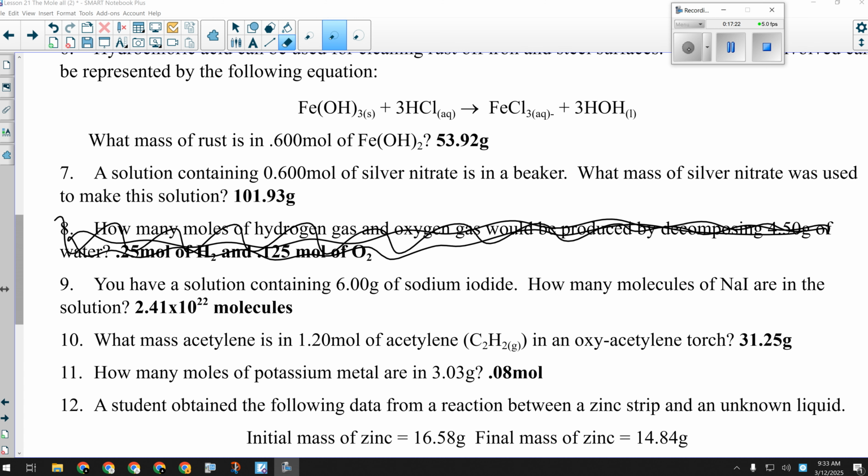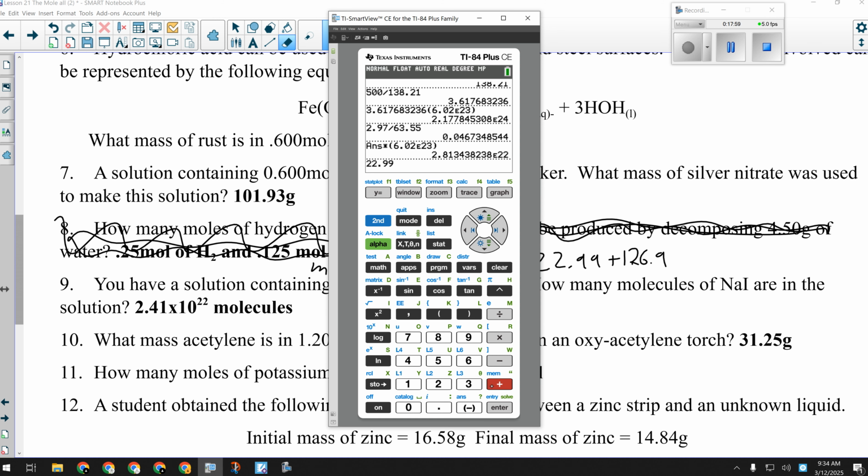Okay, so on number 9, we have 6 grams of sodium iodide. So we have the mass, 6 grams, and we know it's sodium iodide, so that's going to be NaI. So that'll be 22.99 plus 126.9. I always get that wrong, 126.9. They're 1 to 1, right? This is a +1, this is a -1, so that's fine that way. So we'll have 22.99 plus 126.9. So there's our molar mass.